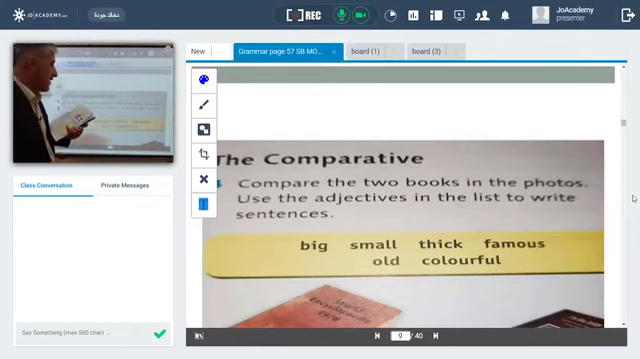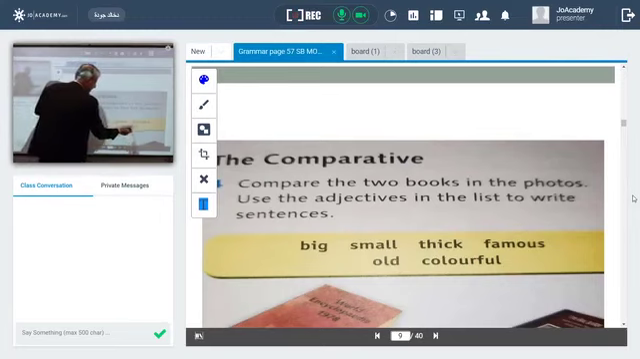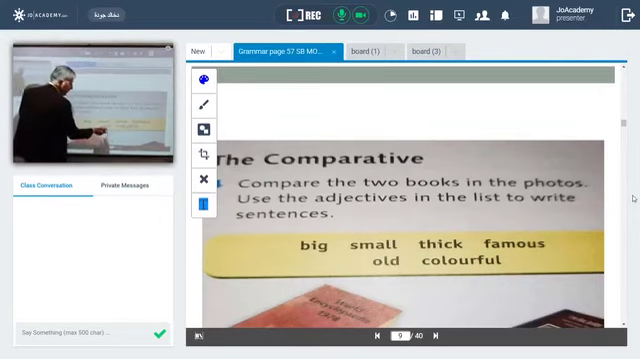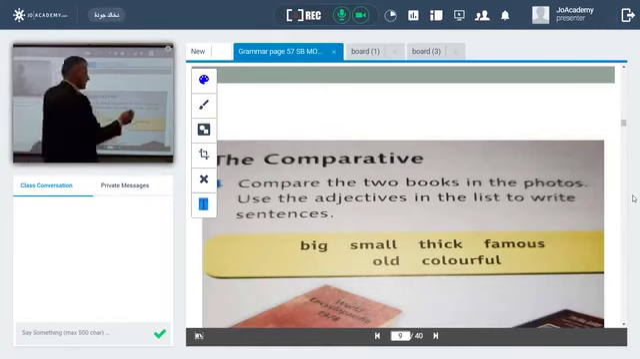Okay, here we have: compare the two books in the photos. Use the adjectives in the list to write sentences. So we need to write sentences about these things. We have big, small, thick, famous, old, colorful. So we have big, small, thick, famous, old, and colorful. And we have two books here.